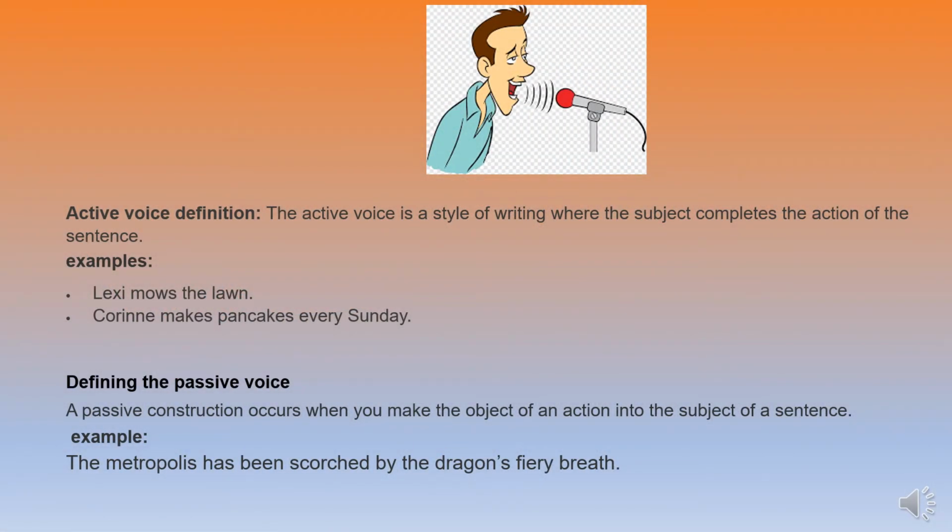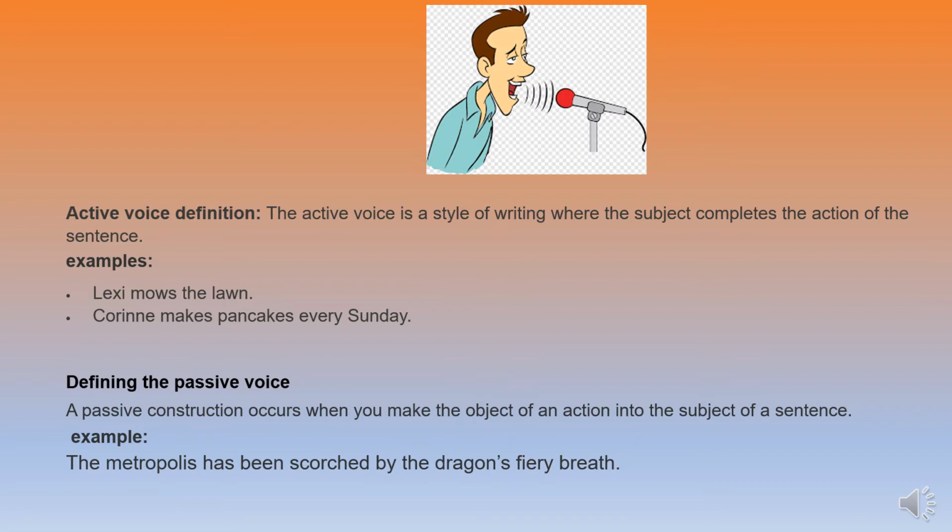First, children, I'm going to explain the definition of active voice. The active voice is a style of writing where the subject completes the action of the sentence. Example, Lexi mows the lawn. In this particular sentence, Lexi, who is the subject of the sentence, completes the action of mowing the lawn. Therefore, this is written in the active voice.